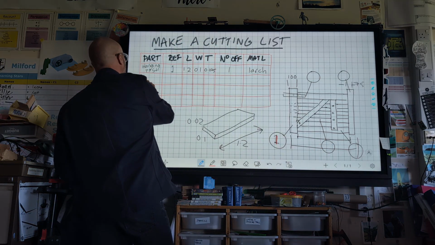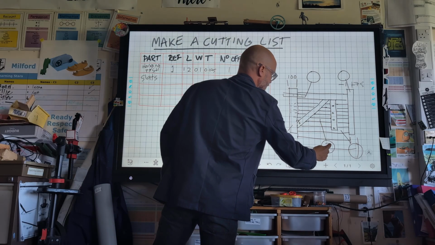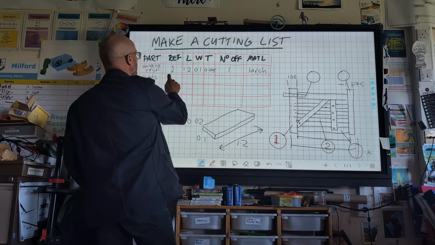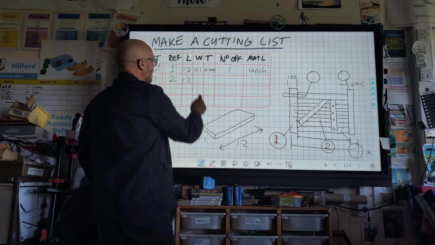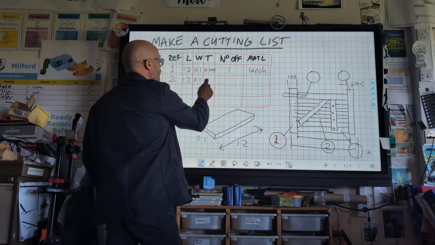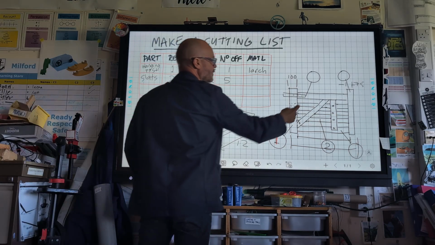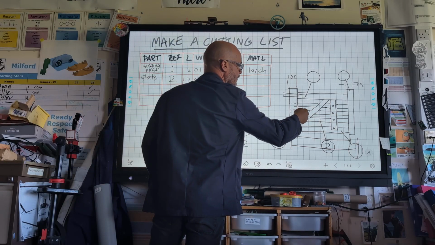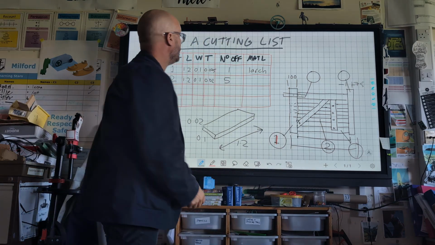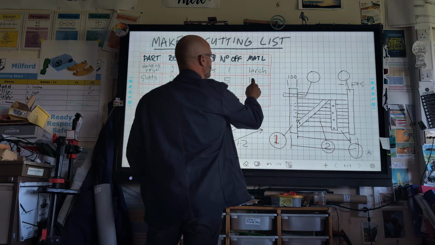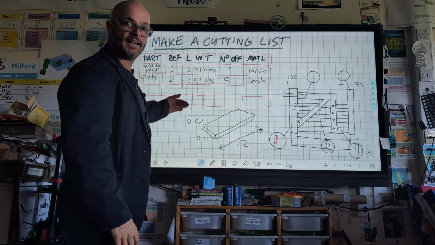So slats, what are we going to call them? Should we call them part 2, right? So if they're part 2, again, they're 1.2 by 0.1 by 0.02 meters, and I need 5 of them, including the diagonal and the vertical braces, right? And they're also made of larch. So you have to first of all create your cutting list.